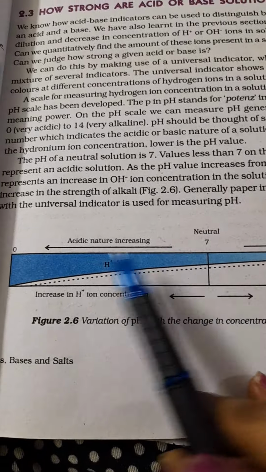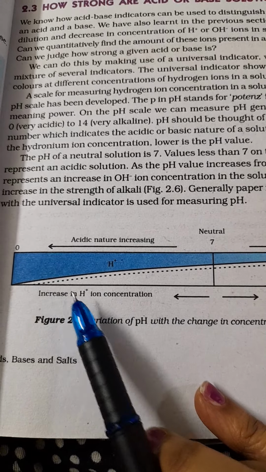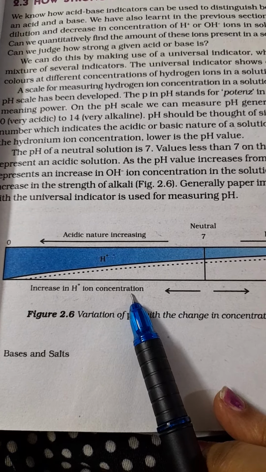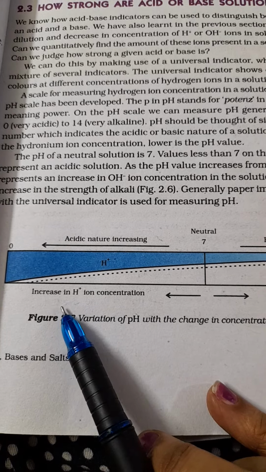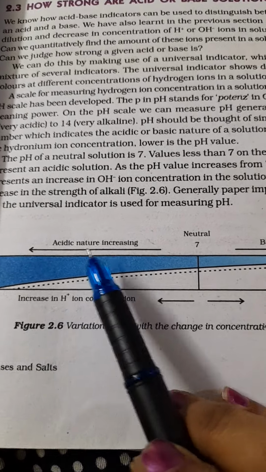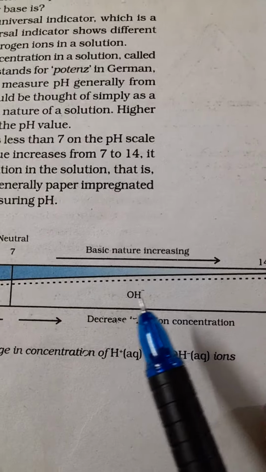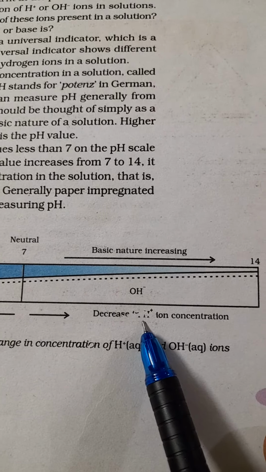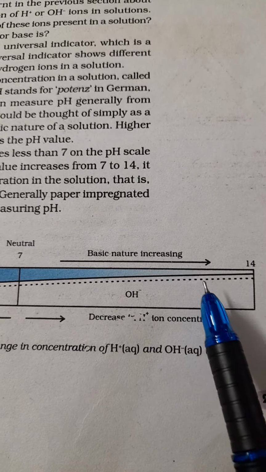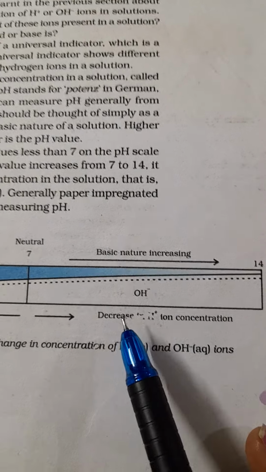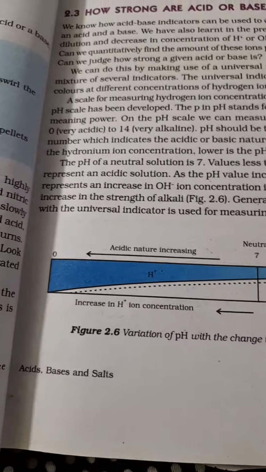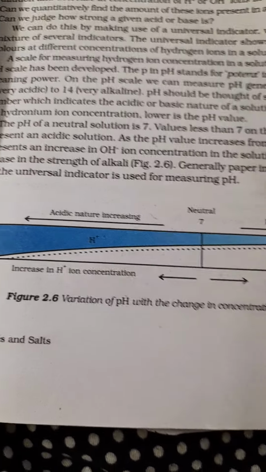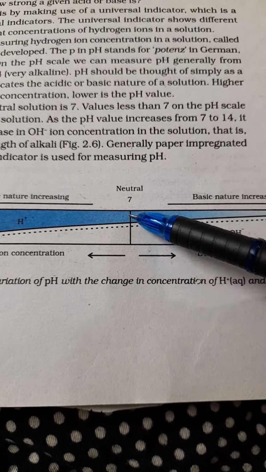So from 7 to 0, there is an increase in H plus ion concentration. Every acid has H plus ions, so when the H plus ion concentration increases, acidic nature is increasing. On this side, basic nature means the presence of OH minus ions. And we just said that pH value 7 means it is neutral.